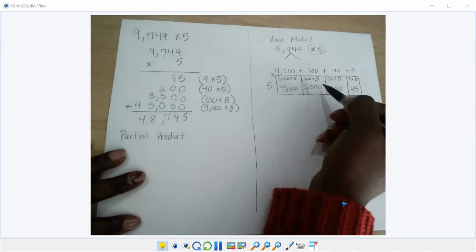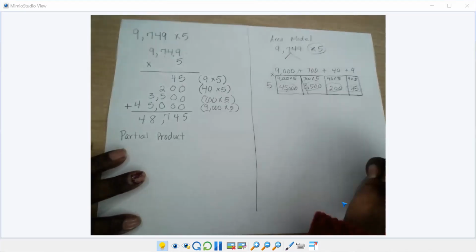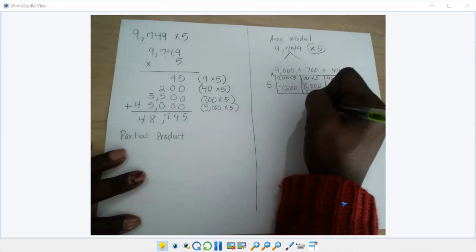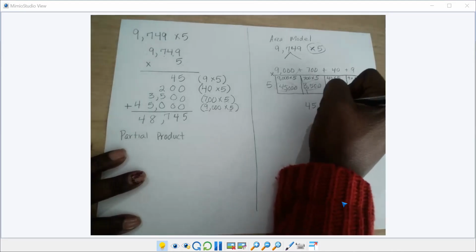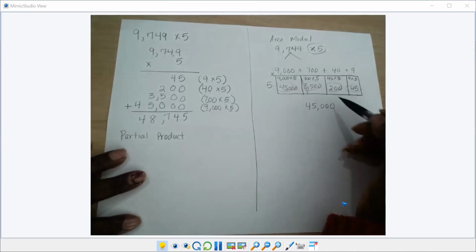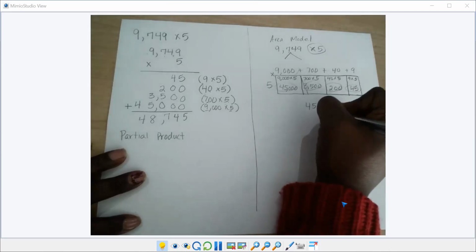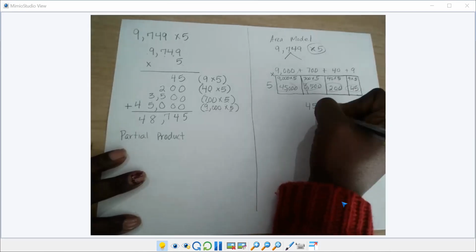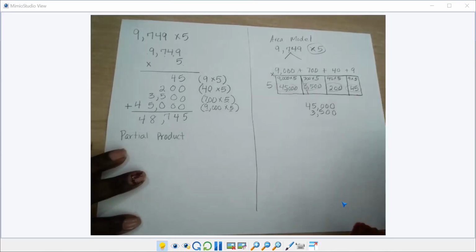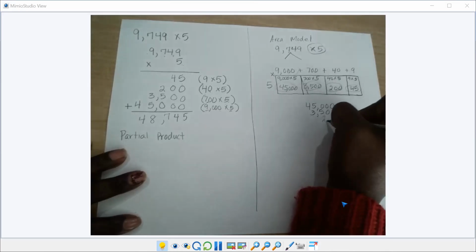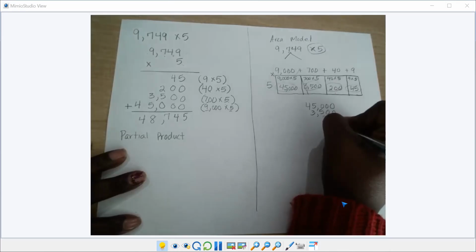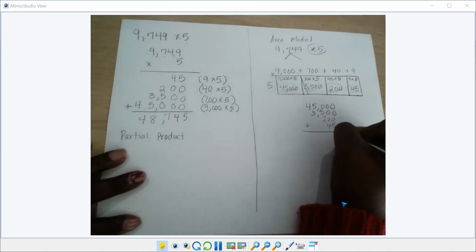Then I take all of my partial products and add them up together. In order to add them up together, I must line them up in place value order, meaning my ones are with my ones, my tens are with my tens, my hundreds are with my hundreds, and my thousands are with my thousands. Next, we have 200, 200, and then 45. And then we add them all together.